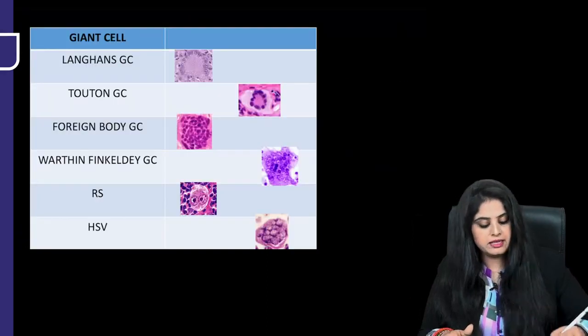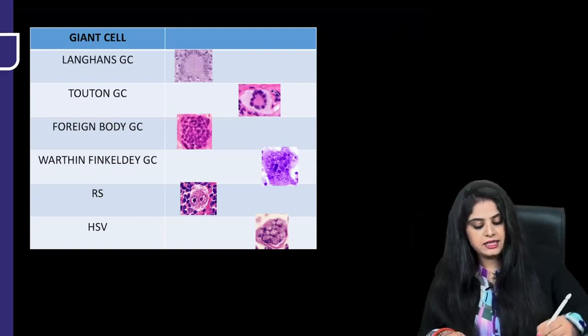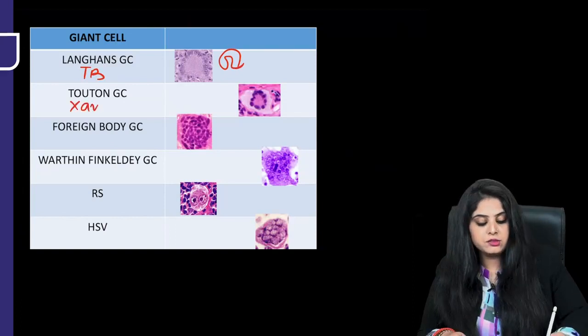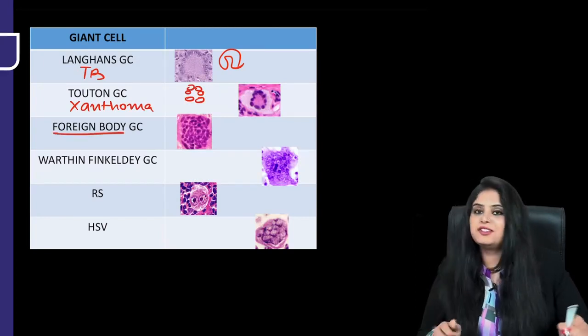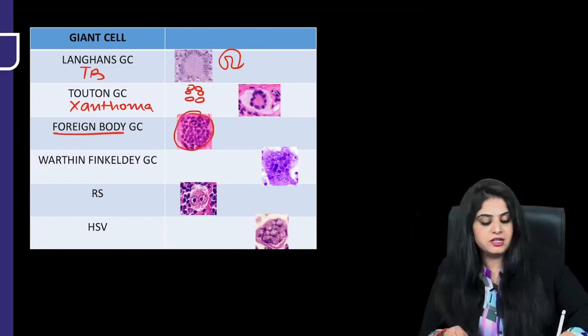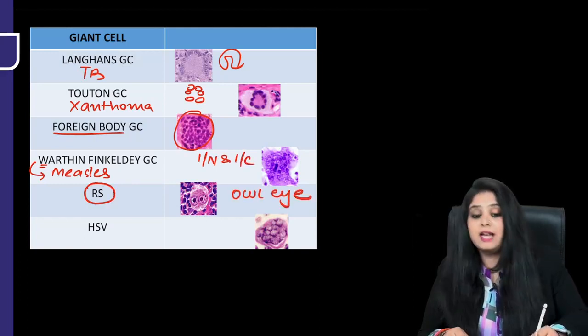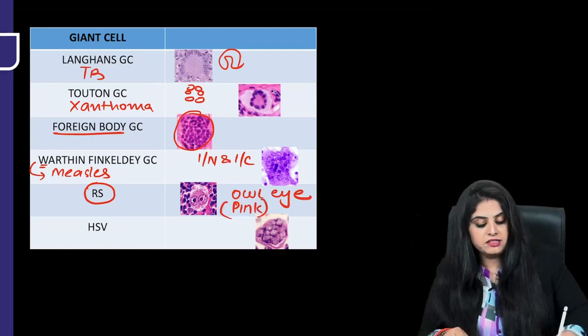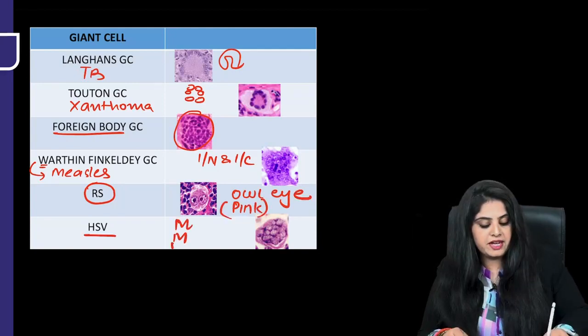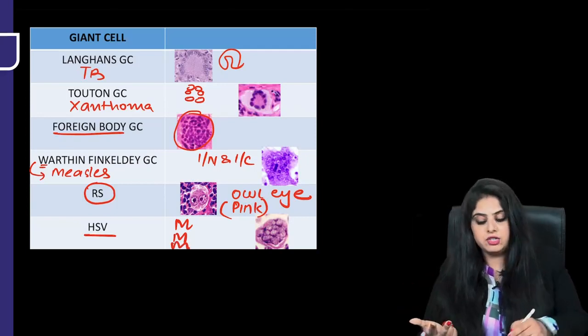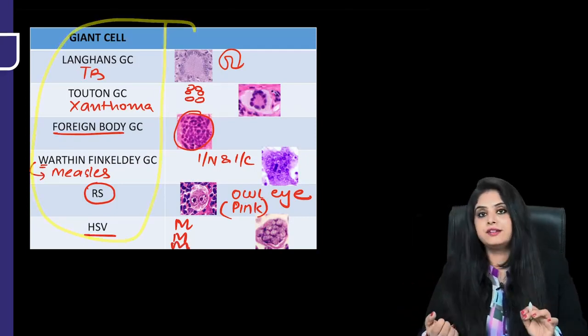So now if I tell you quickly, you could see the Langhans giant cell, which was seen in TB, it had the horseshoe shape arrangement. Touton giant cell was seen in xanthoma, it had the round wreath-like arrangement. Foreign body, of course, seen with foreign body, all haphazard arrangement. Warthin was seen in measles, and it had what? How did you identify? Intranuclear and intracytoplasmic inclusion. Reed-Sternberg cell was the very famous owl eye with pink color eyes, and herpes simplex or herpes virus was the triple M, that is multinucleation, molding and margination. That is your 30-second recap of all the giant cells.